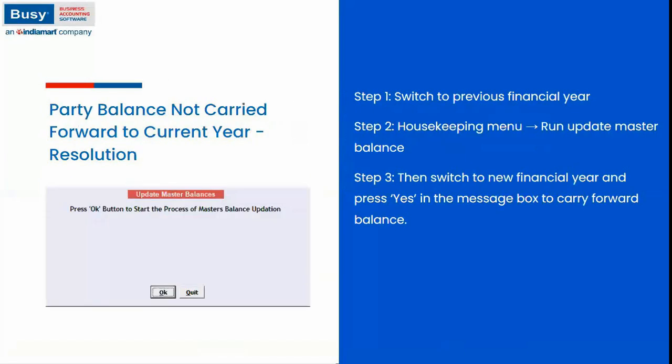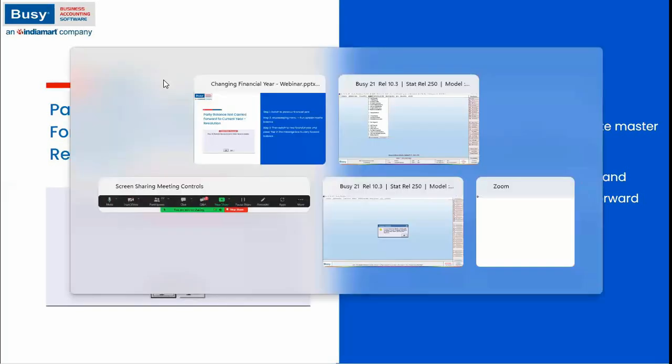The next point here is party balance not carried forward to the current year. What is the resolution? Suppose the party balance is not carried forward. What do we need to do? We need to switch to the previous year. Then there you can run the update master balances utility, provided under the housekeeping menu.